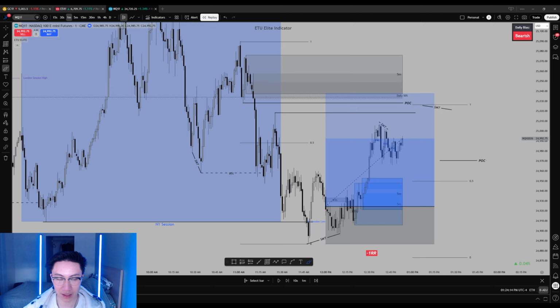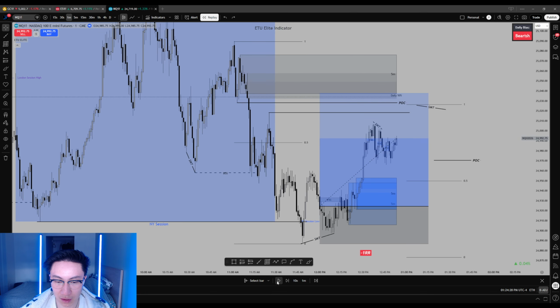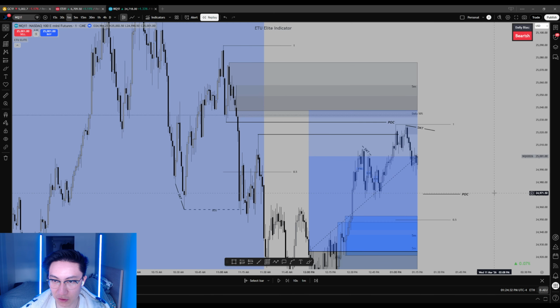If you don't know how to label it, I do teach it in the course on how to identify POCs properly, because there's two different ways of identifying them. I don't trade order flow, so I'm not talking about order flow POC. I'm talking about POCs based on candle structure. So that's a POC. I don't remember if it got hit there or not. It did not. Yeah, so it missed the POC anyway.